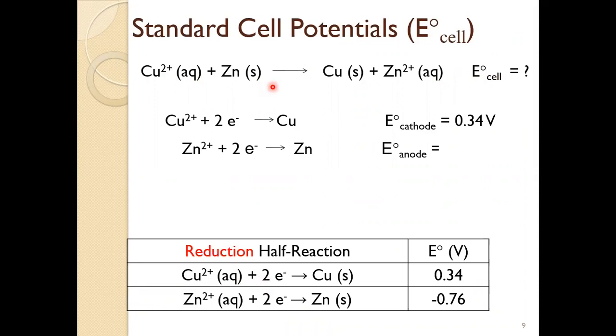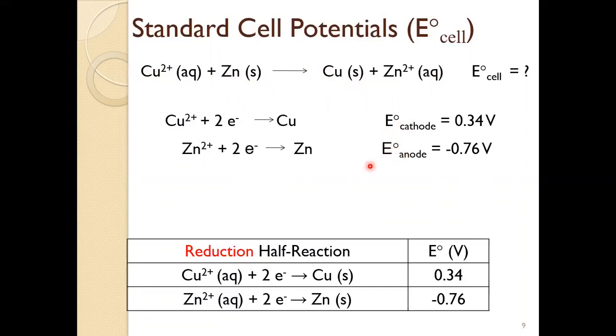Because according to our equation, E cell is equal to E cathode minus E anode. At the cathode is where reduction always occurs, and at the anode is where oxidation always occurs. So if I recognize that copper is being reduced, that means copper must be serving as the cathode in this example. Zinc is being oxidized, which must mean that zinc is serving as the anode.